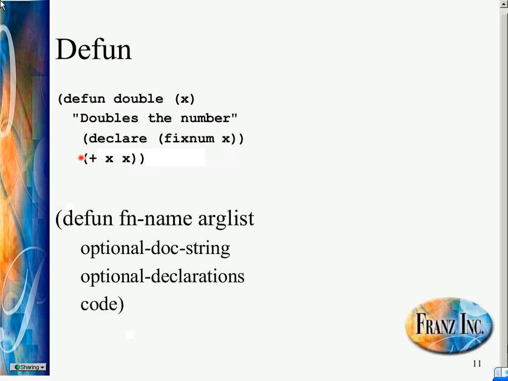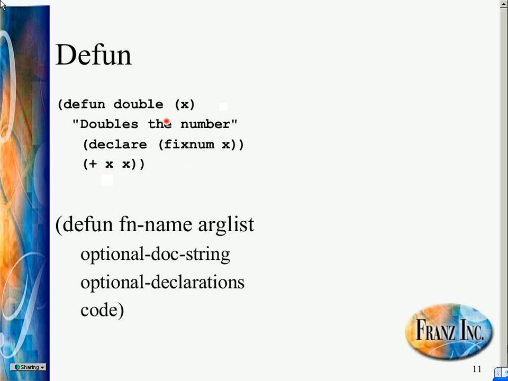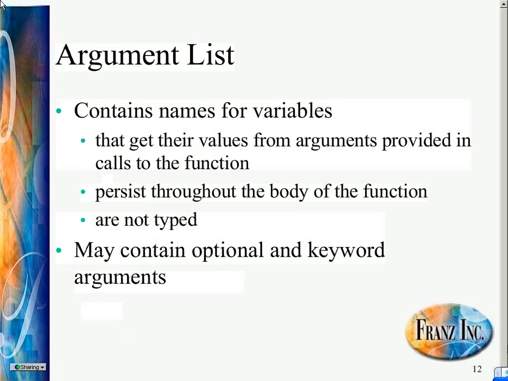And then finally, I got through the declaration form, finally the actual body of the function which does the work. And all it does in this case is add the argument to itself. The argument list contains names for variables, and they get their values from the arguments provided when you call the function. The arguments persist throughout the body of the function.